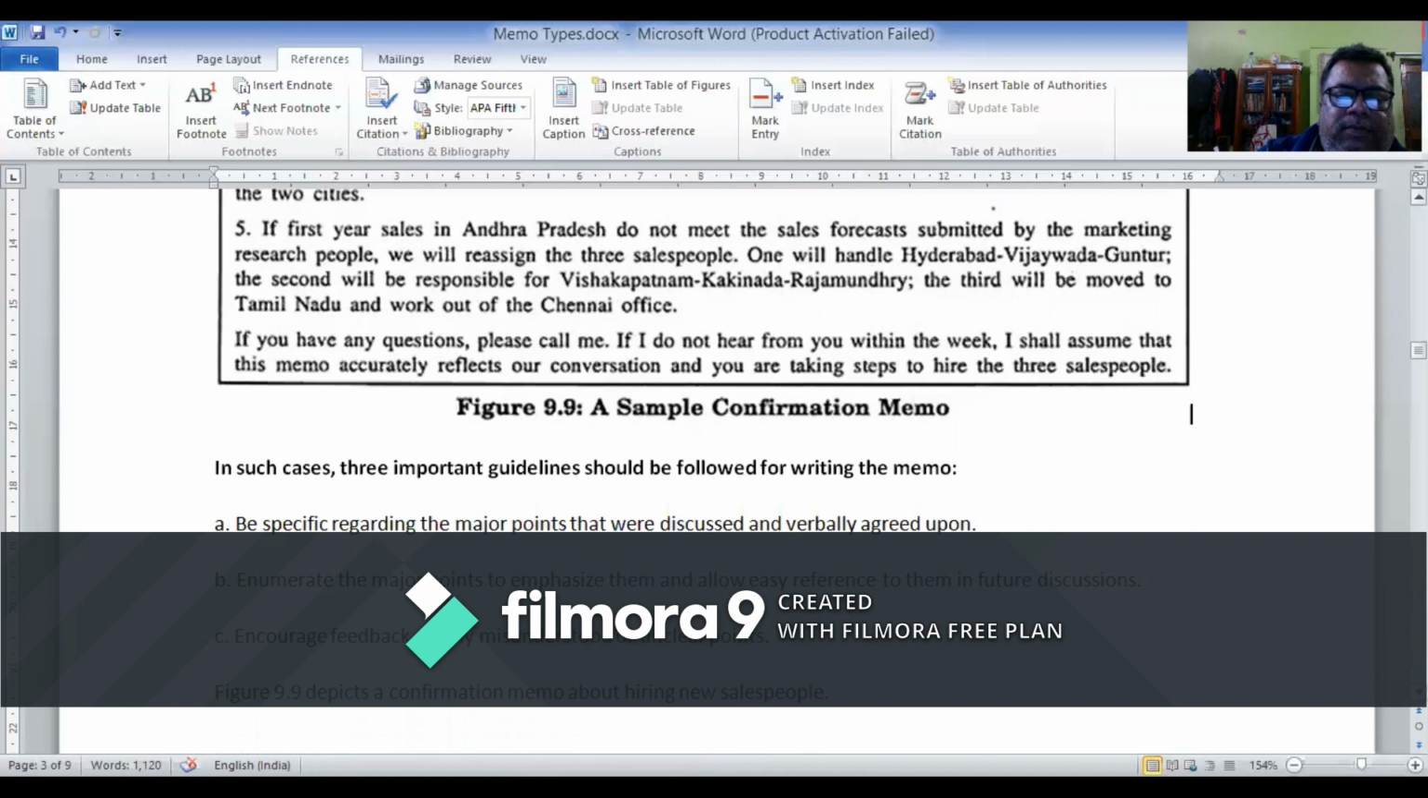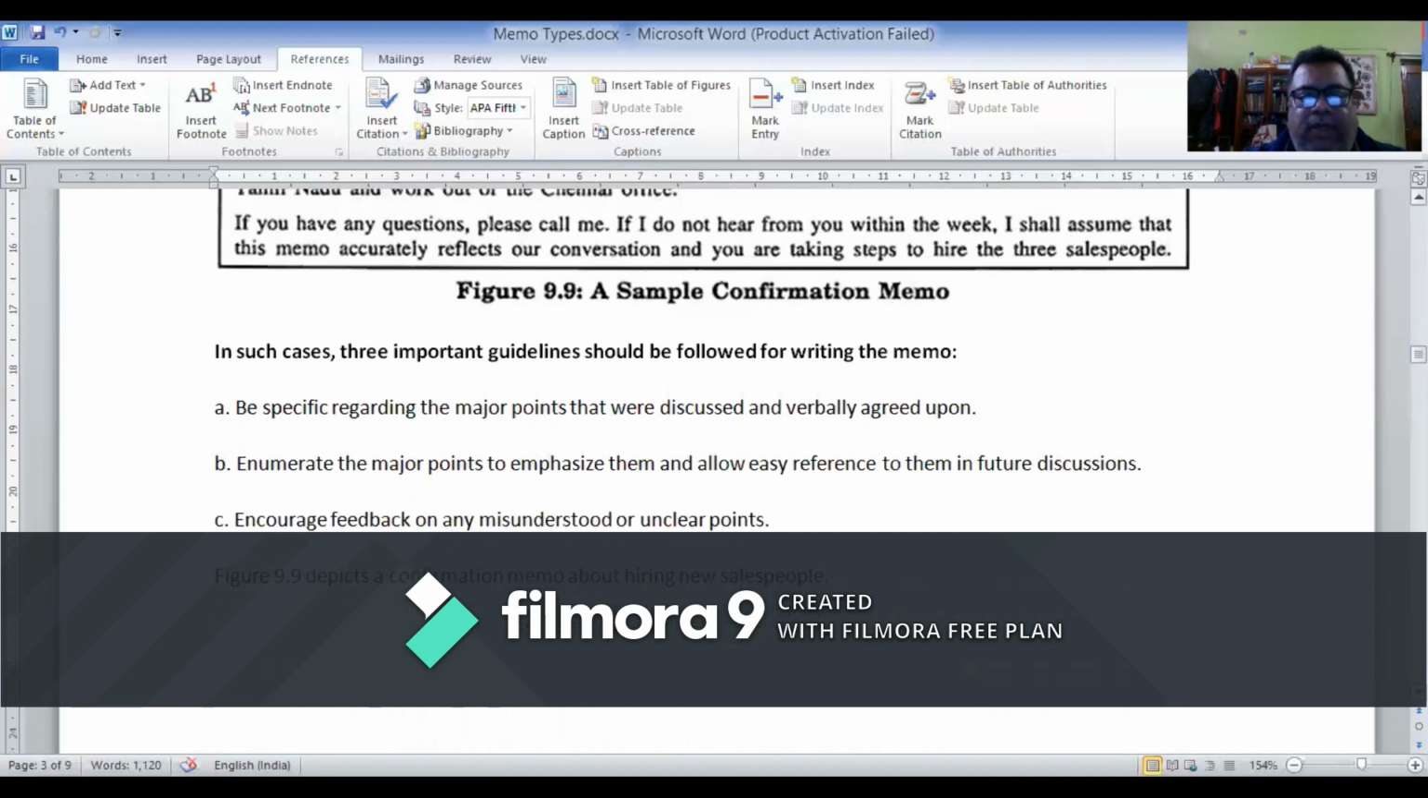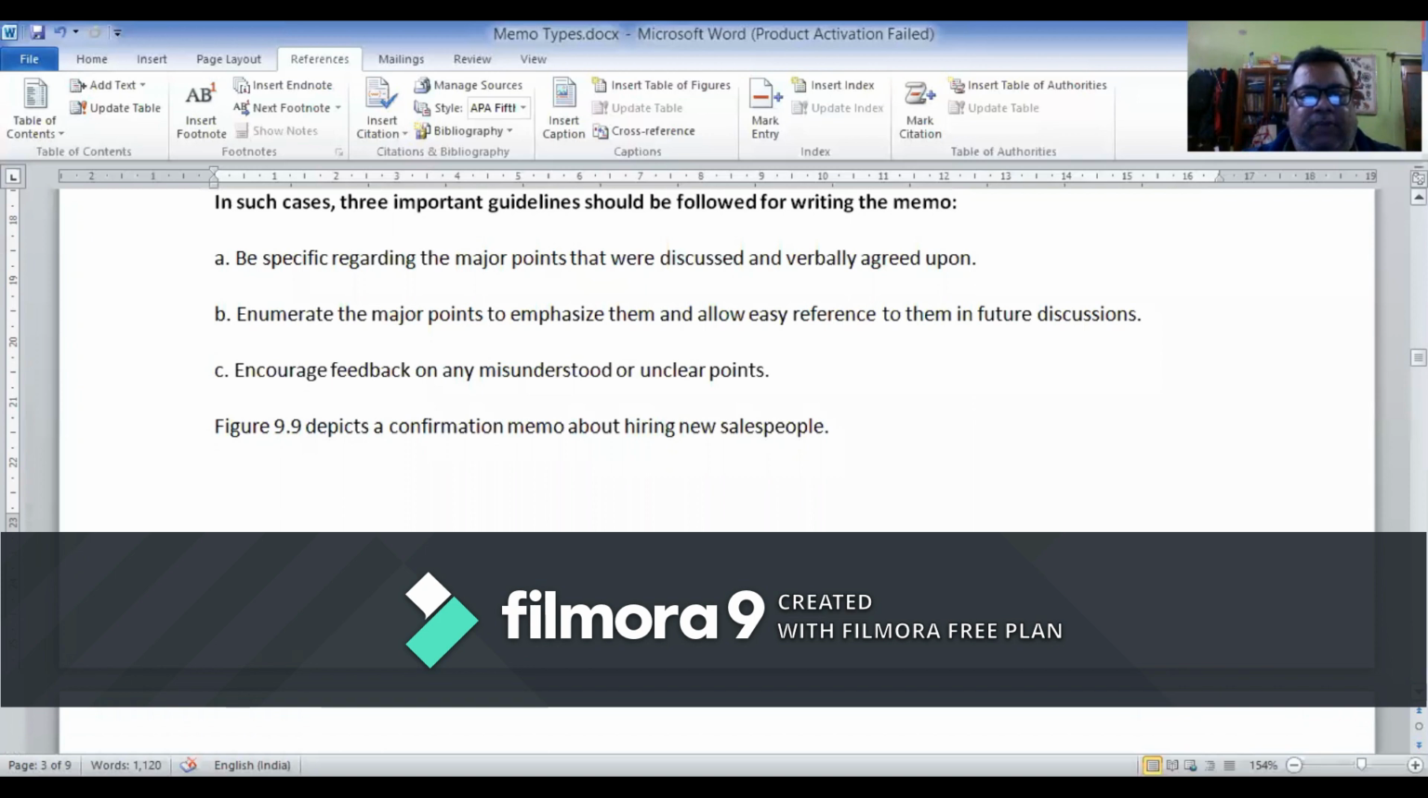So we see that in the case of a confirmation memo, we need to be specific about the major points that were discussed and verbally agreed to. We need to enumerate the major points to establish them and allow easy reference so that future discussions can take place. And of course, last but not the least, we must encourage feedback on any point that may have been misunderstood, okay, or some clarification may be sought.